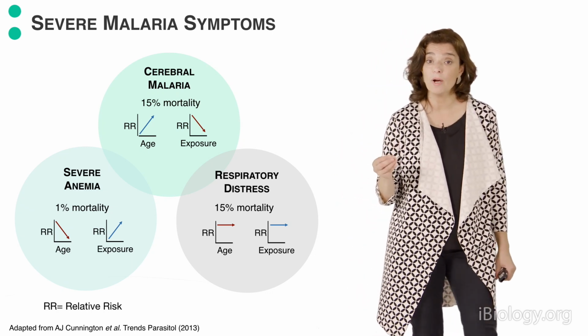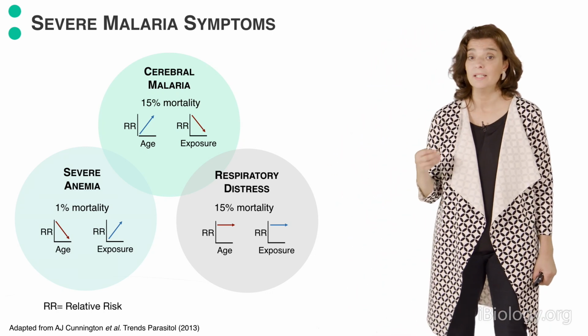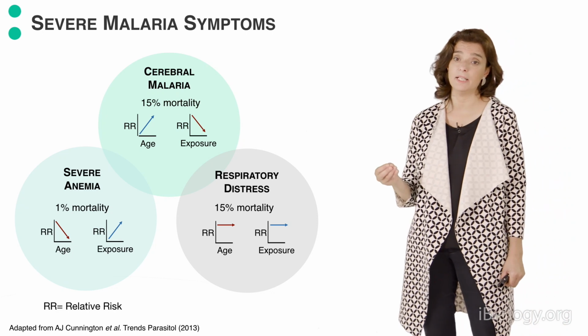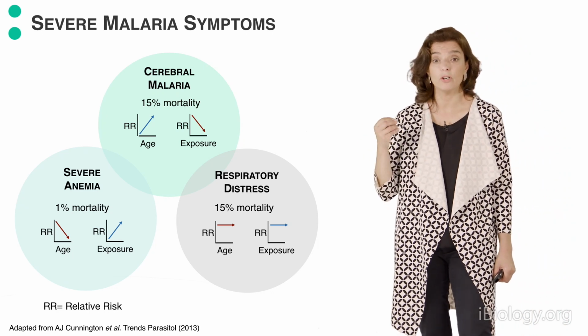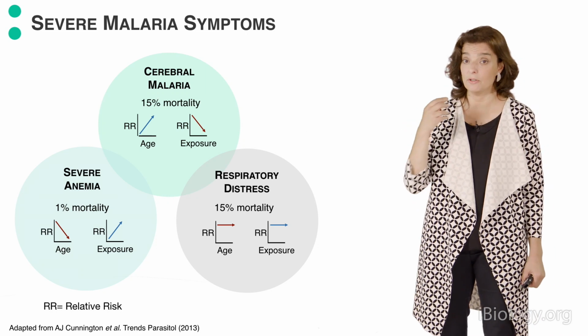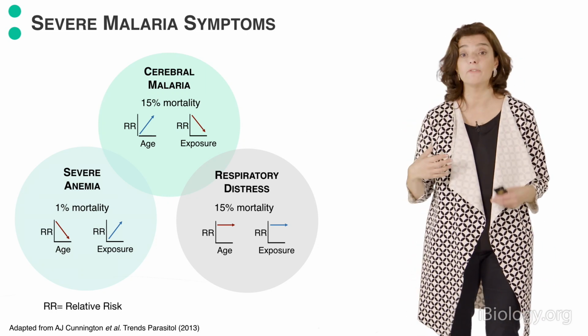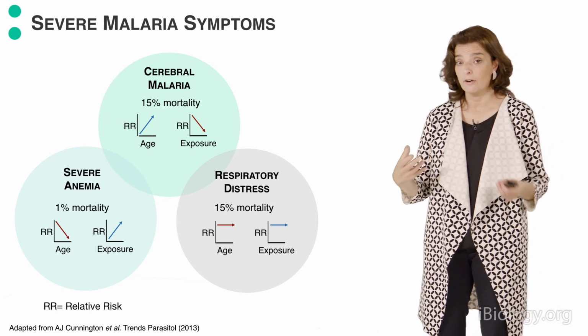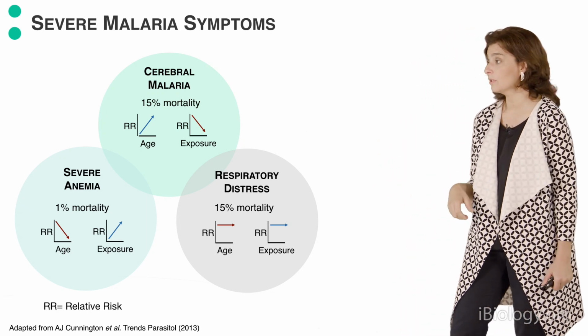So we know, and research has been showing, that the outcome of malaria infection depends not only on parasite factors, but also on host factors, host genetics, and also on environmental factors and the conditions in which these hosts live.